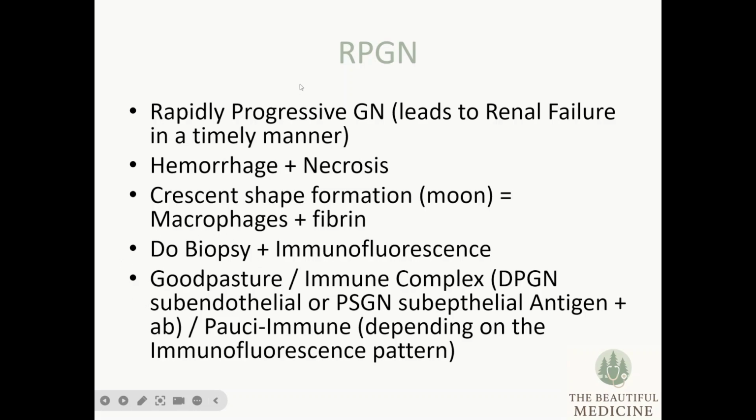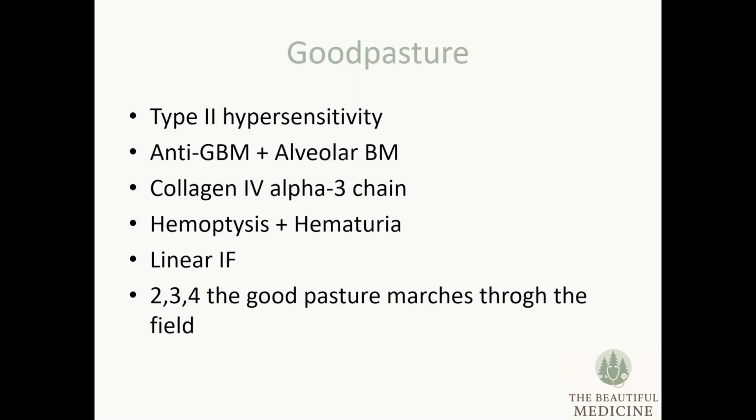You do a biopsy, and after you do the biopsy, you do IF, immunofluorescence. By immunofluorescence, we have three groups: one is Goodpasture, the other one is immune complex, like PIGN or PSGN, and the pauci-immune. Pauci means you don't have deposits at all, so no immunofluorescence pattern, I think.